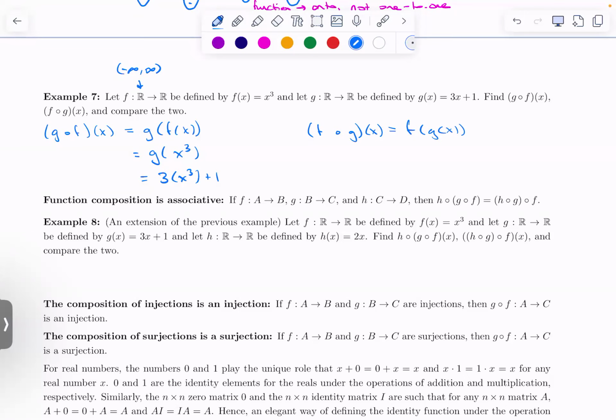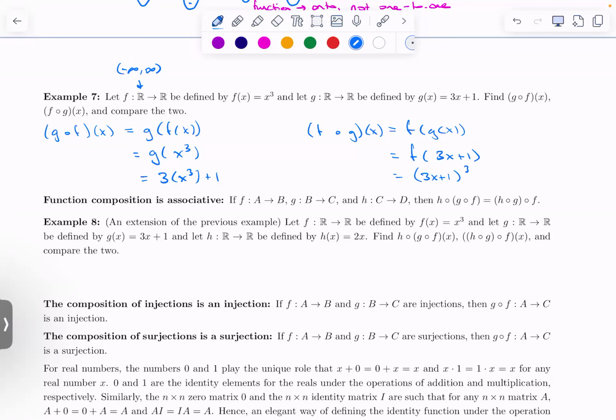So then I replace g of x with 3x plus 1. Keep f on the outside, 3x plus 1. Now, f gets an input of 3x plus 1. So if I plug that into x to the 3, wherever I see an x, I replace it with 3x plus 1. So I get (3x plus 1) to the power of 3.